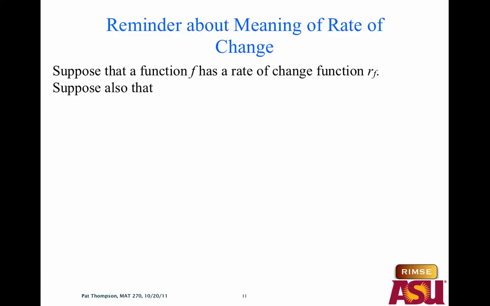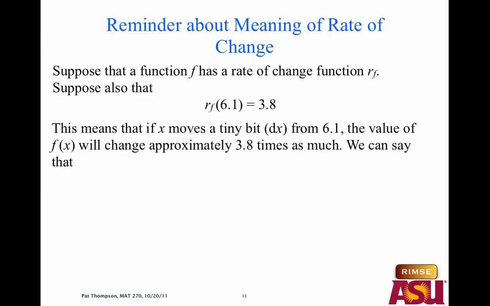Okay, here we go. Suppose that a function f has a rate of change r of f, and we know this. We've been over this many times. This means that if we have a small change in x near 6.1, the value of f will change 3.8 times as much as that small change in x. Right? That's the rate of change. Old hat. We've worked hard on that.